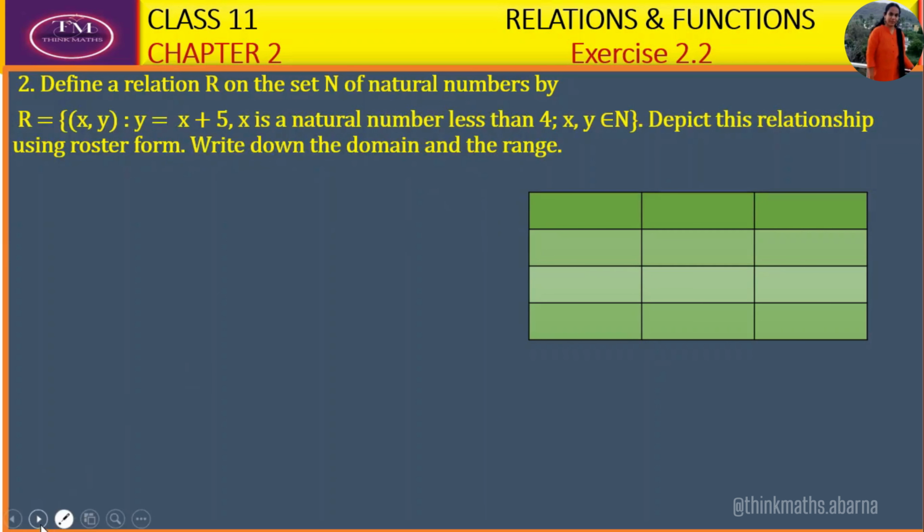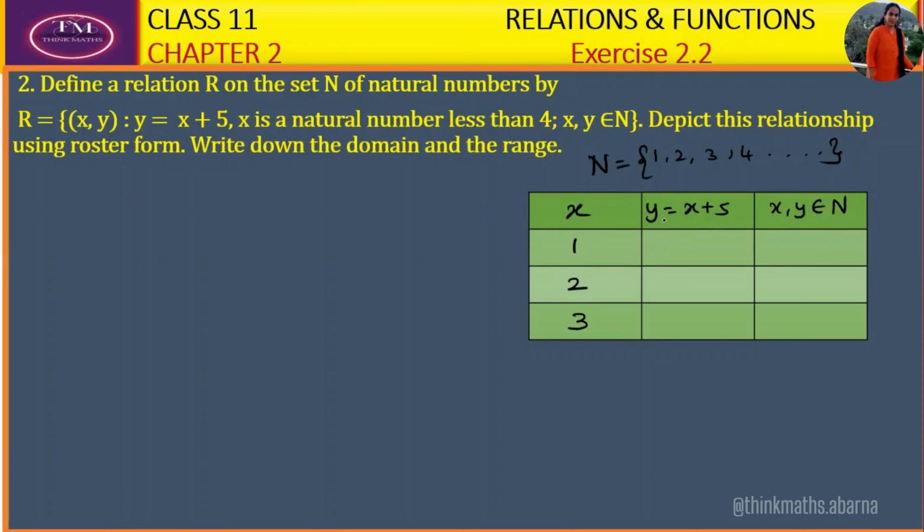Now, in the same way as in the previous problem, we have to find out the values of x and y. Here y is given as x plus 5, and we have to check whether x comma y belongs to the natural number system. What is the natural number system? It is nothing but starting from 1: 1, 2, 3, 4, etc. Now, what is the condition? x is a natural number less than 4. So what are the numbers less than 4? It is 1, 2, 3. So x takes the values 1, 2, 3.